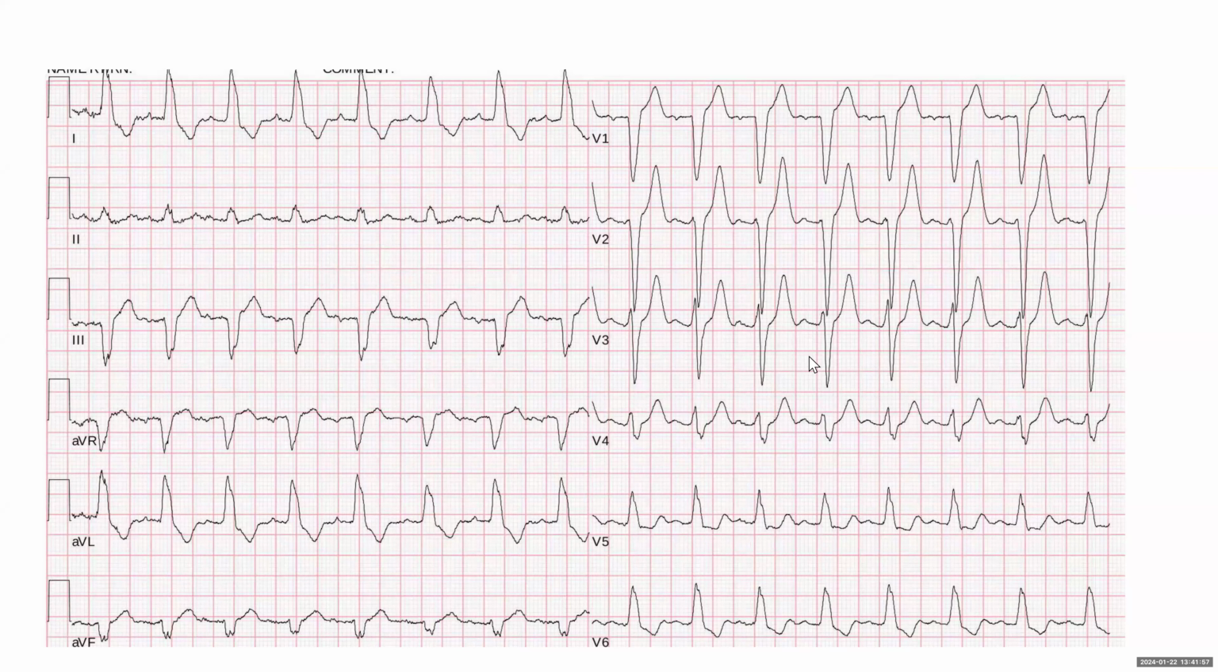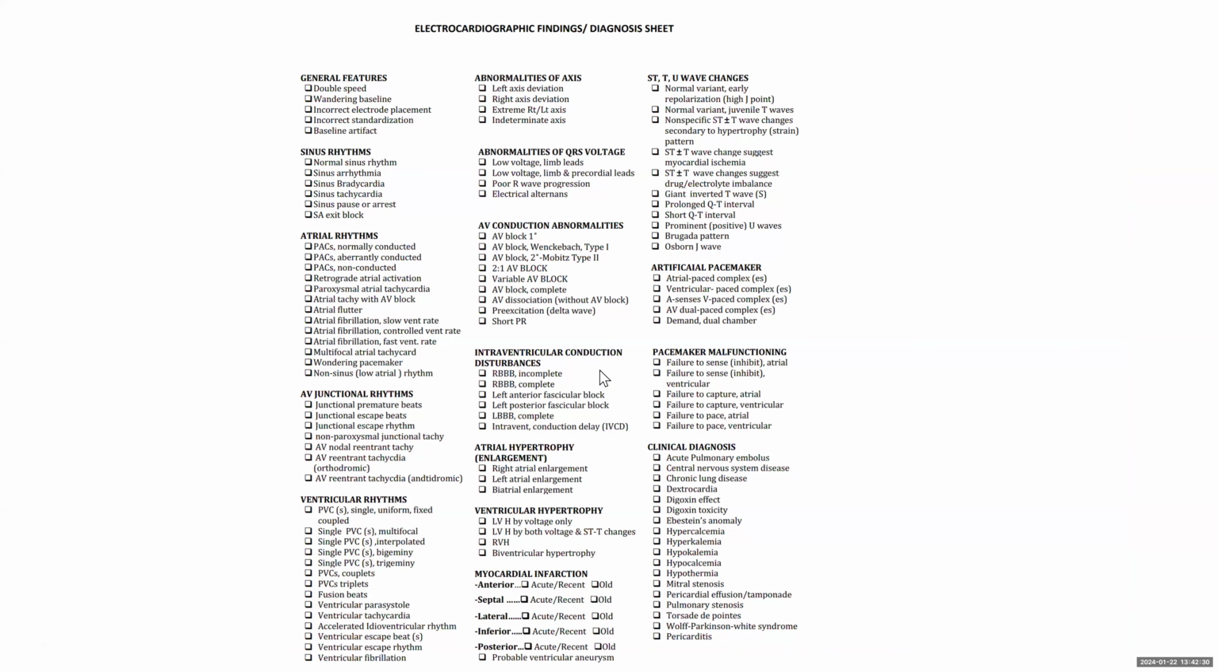Is there left axis deviation here? So you're right that lead 1 is positive and aVF is negative, but we said look at lead 2. If it's positive, it's toward left, not left axis deviation. To have left axis deviation, lead 2 has to be negative. Otherwise, you get toward left axis, but not left axis deviation. Good. Excellent. Next ECG.